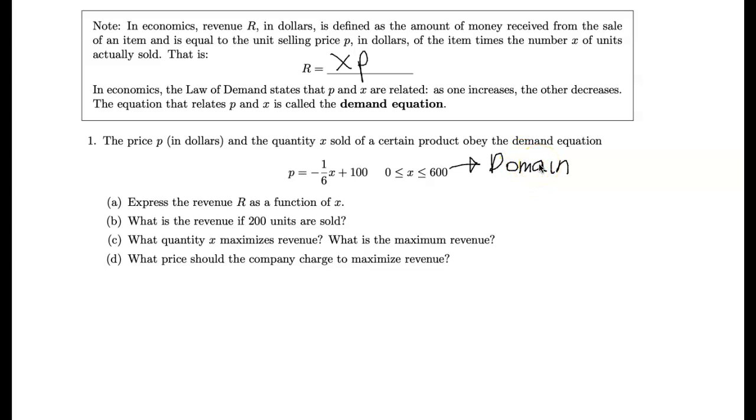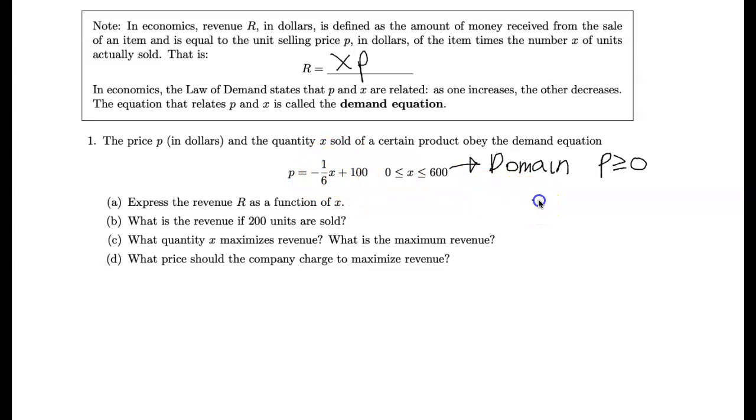I may not always give you the domain, or in other cases you may not always have the domain, but when you think about this equation and what it represents, its price, the price has to be greater than or equal to 0. So you need the price to be greater than or equal to 0 for these X values to make sense.